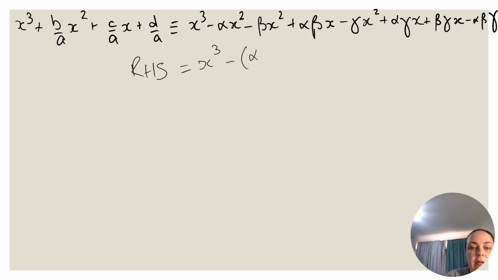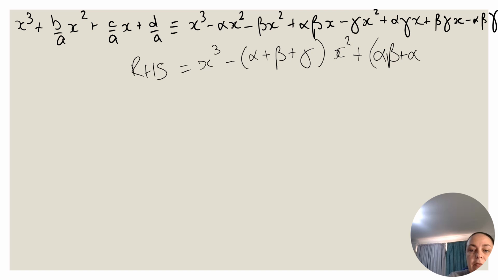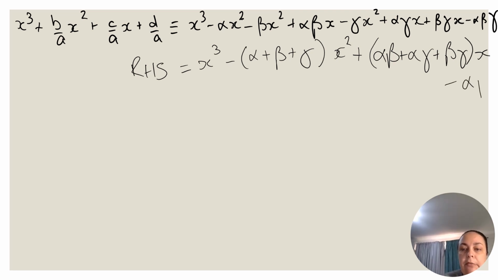So I'm going to take a negative outside the bracket and add them, and they are all x squared. I then have, let's see, 3 x terms. They're all positive, so alpha beta plus alpha gamma plus beta gamma, times x. That's everything except for the constant. So the constant's just tacked on at the end, minus alpha beta gamma. Okay, that's it there. So that's the right-hand side.